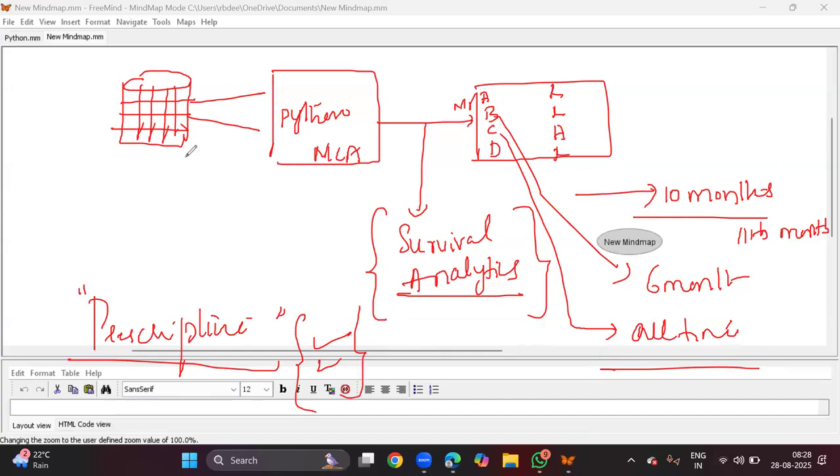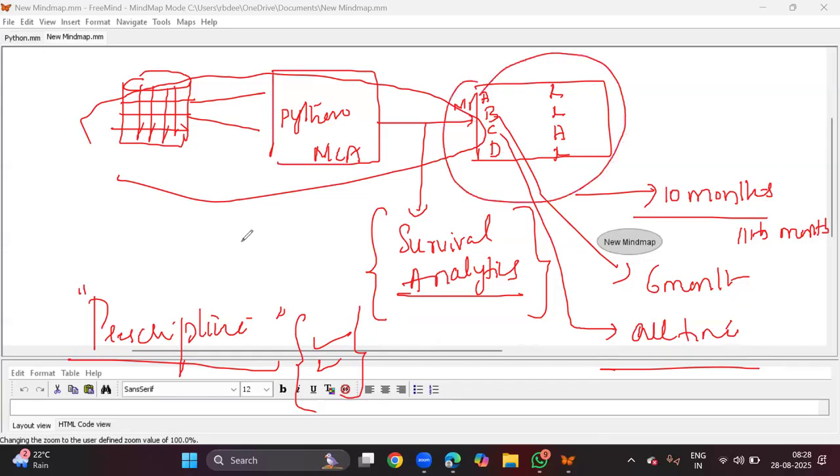Last step. So still here it is descriptive and diagnostic. This is machine learning. Now this is descriptive.